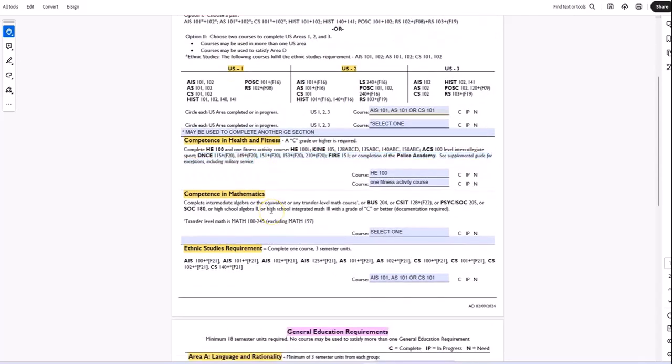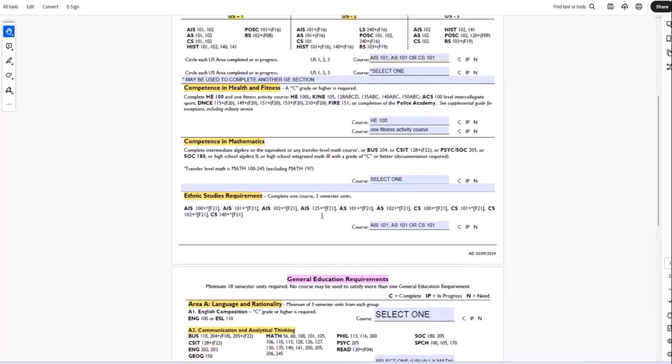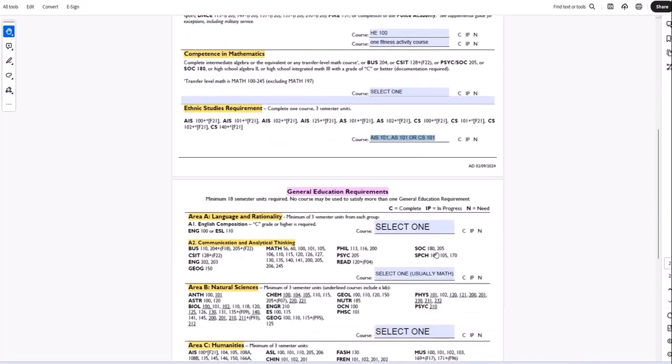For the math, you'll need Algebra 2 or higher for completing the competence in math. Otherwise, you'll take a math class here at Palomar. Ethnic studies requirement, we already discussed how the American Indian Studies, Africana Studies, and Chicano Studies will fulfill that.